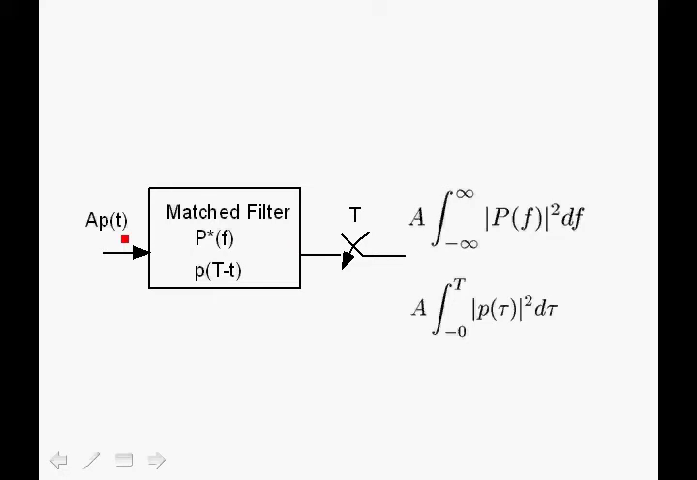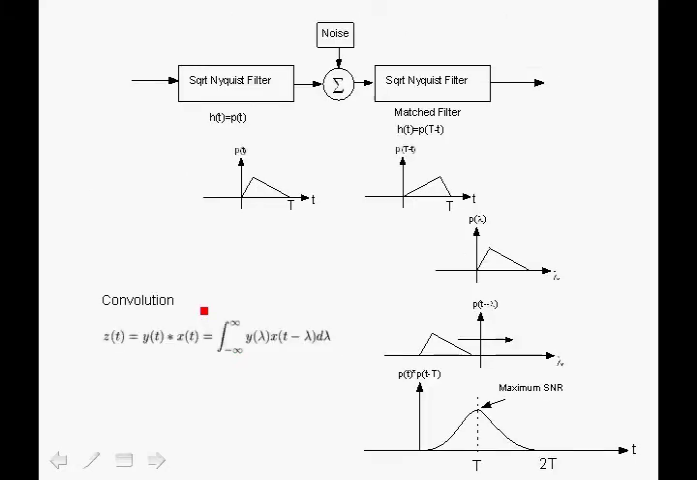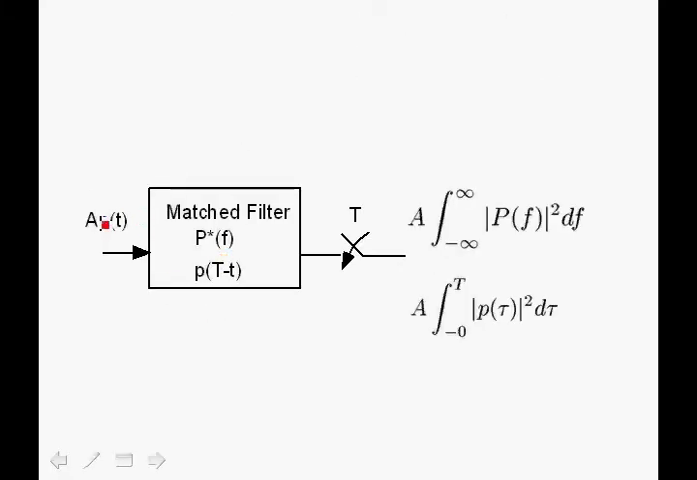The input to the match filter at the receiver is a transmitted pulse at an amplitude A, and if we increase the power of the transmitter, then A increases. So A would be related to the signal power, the transmitted power. P of t is a pulse shape of the transmitted symbol, which, going back here, as we indicated, we have impulses going into the square root Nyquist pulse shaper, and the output would be an impulse response corresponding to a symbol, and that impulse response, p of t, would actually be the raised cosine type pulses that we have shown before.